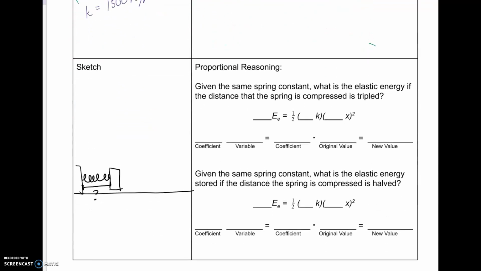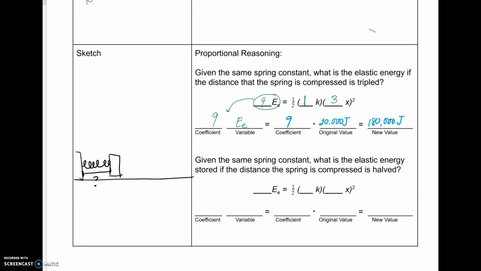Now down to the proportional reasoning. Given the same spring constant, what is the elastic energy if the distance that the spring is compressed is tripled? So we're going to triple this. We're looking for the elastic potential, which will go to the variable. 3 squared times 1 is going to be 9. So our coefficient is 9. All right, 9 times our original value of 20,000 joules is going to give us 180,000 joules.